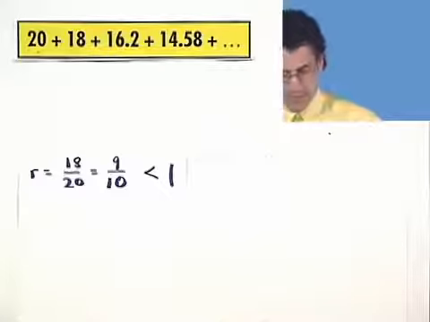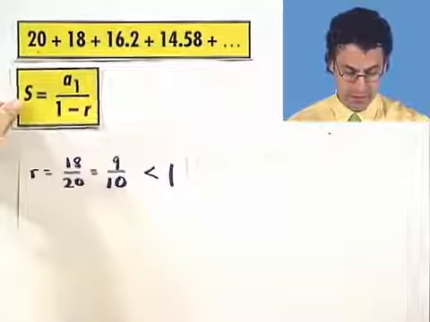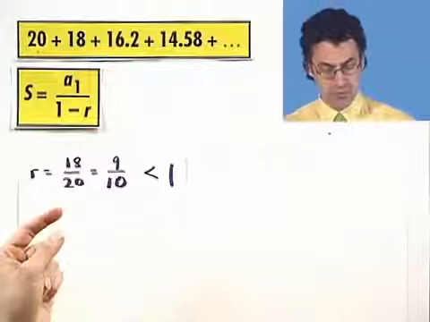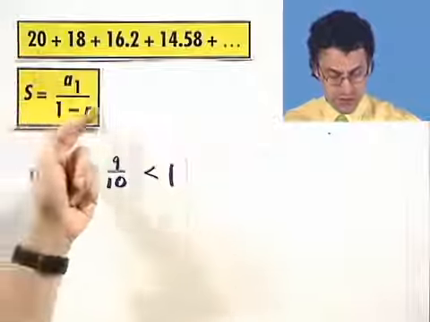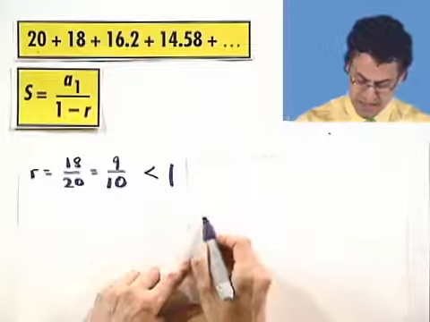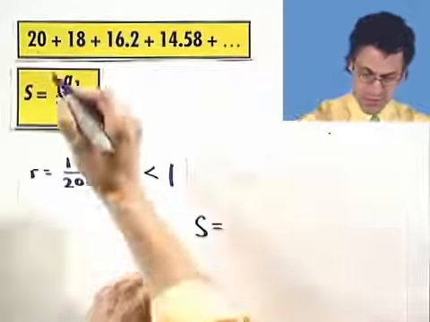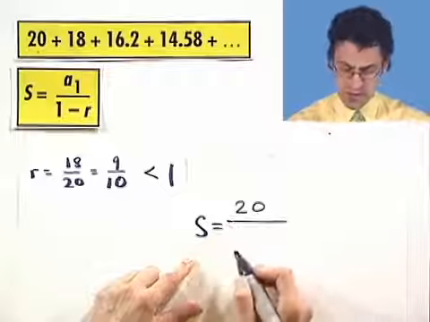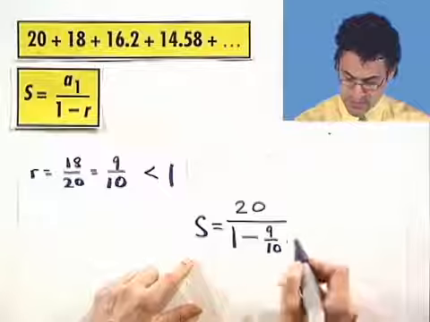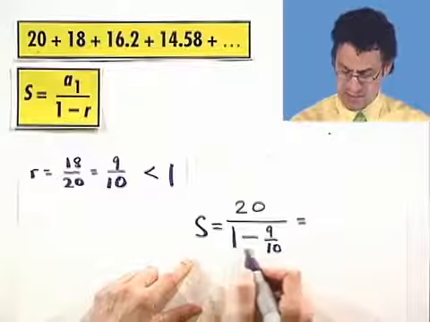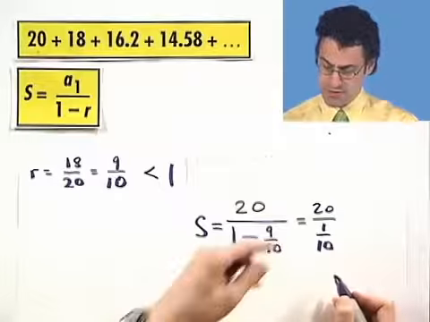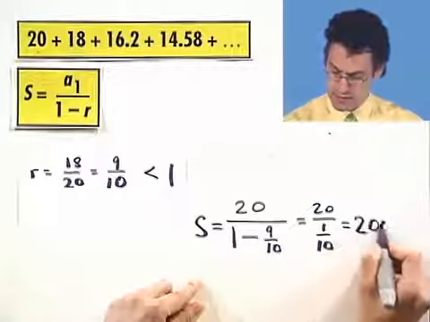Well, here's the very simple, beautiful formula. The sum of all of these terms, all infinitely many of them, is just going to be the ratio of the first term over 1 minus the constant ratio. So in this case, we see that the sum is equal to the first term, 20, divided by 1 minus 9/10. So what is that? Well, this is 10/10 minus 9/10, which is 1/10. And when I take a reciprocal and multiply, I see 200.